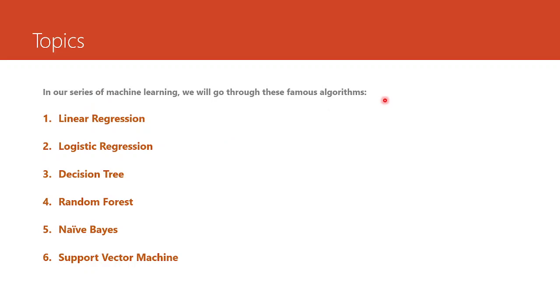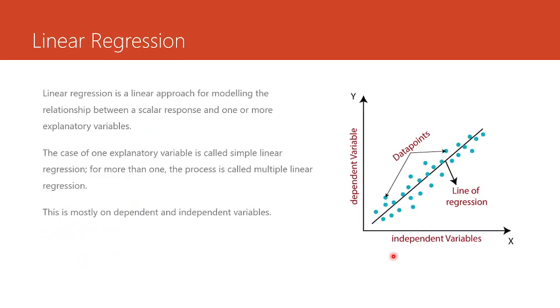We are going to read first about linear regression, then we'll be studying logistic regression, then we have our decision tree, then random forest, then naive Bayes, and at last we will be working on support vector machine. After support vector machine, we will go with our live project. So without wasting time, let's start.